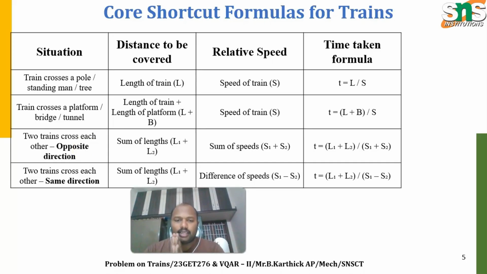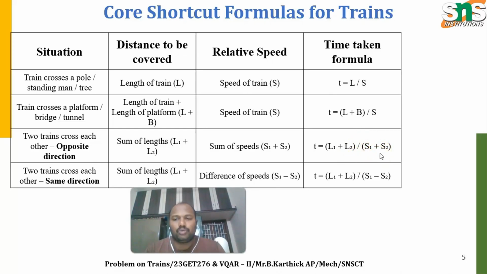If two trains are crossing each other in the opposite direction, we have to sum the lengths. We have to sum the length of both the trains, taken as L1 and L2. Thereafter, we have to add both the speeds of the trains. When the relative speed comes into the picture, we take both the speeds S1 and S2. So the time taken formula is L1 plus L2, where L1 is the length of the first train and L2 is the length of the second train, divided by the sum of the speeds, that is S1 plus S2.